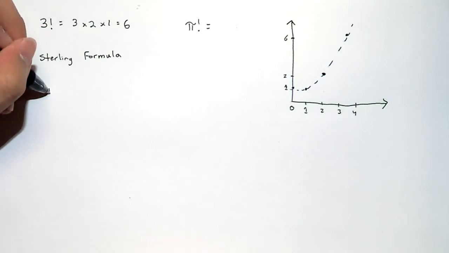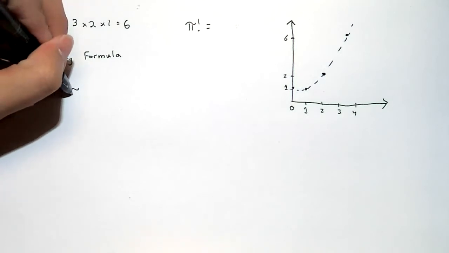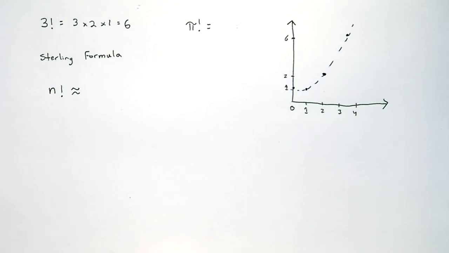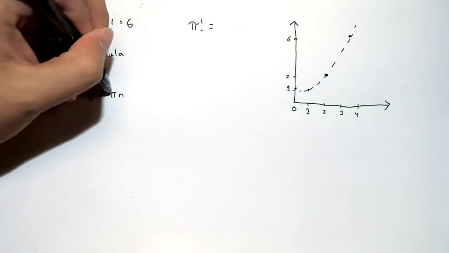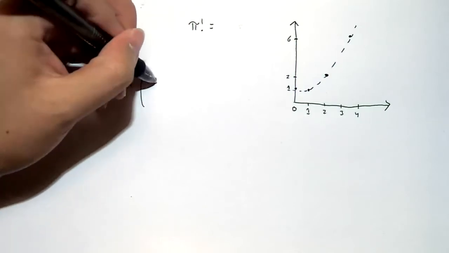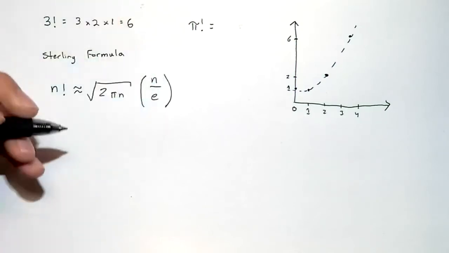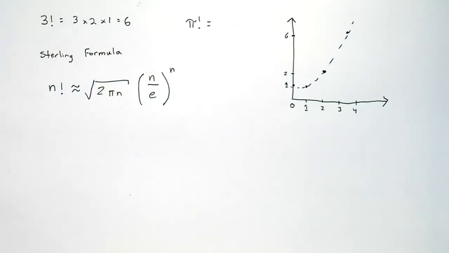Now the Stirling formula tells us that n factorial is approximately equal, approximate, not equal, just approximate, to the square root of 2 pi n times n over e elevated to the power of n. You write this equation down for smaller numbers, you'll get a very close estimate, but as your n increases, you get closer and closer to the actual value.